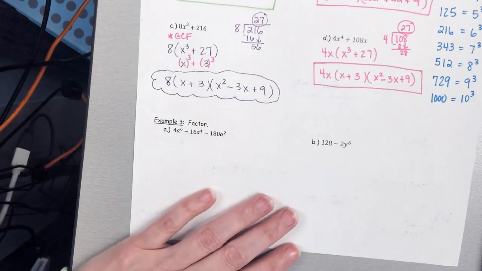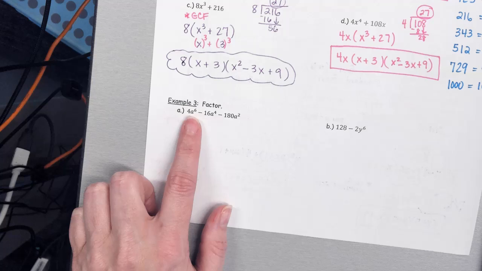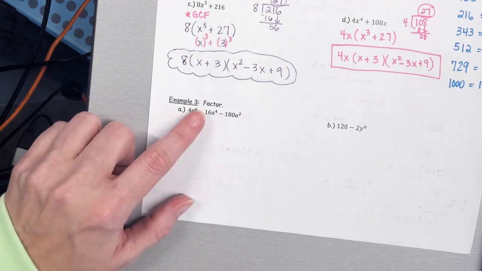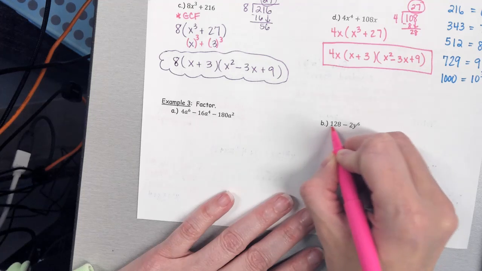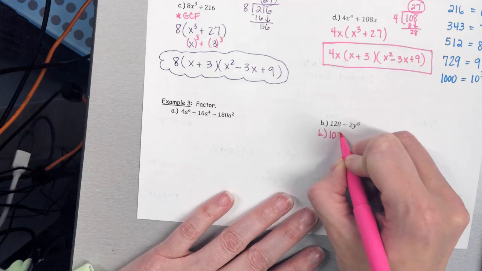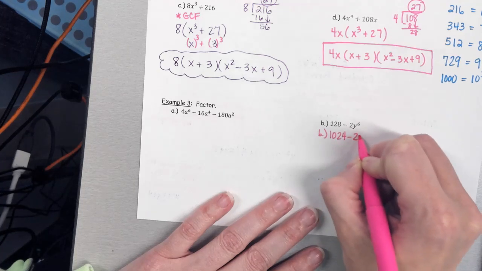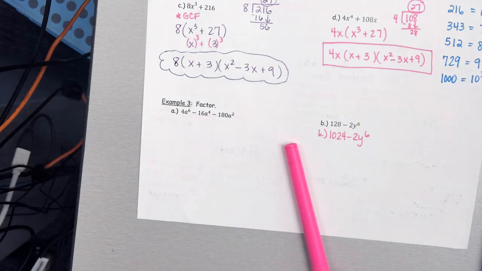All right, and then we're going to start example 3. So what I want you guys to do for part A is I want you to take out the GCF. And part B, I'm going to show you how to do this, but like I said, I'm going to give you a little bit of an easier one. All right, so take out your GCF.